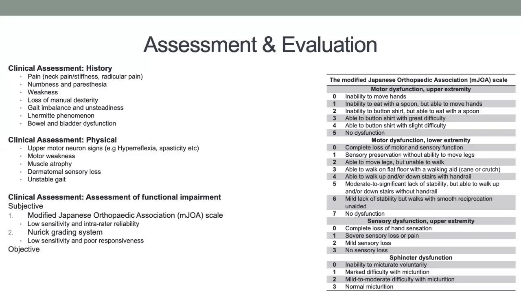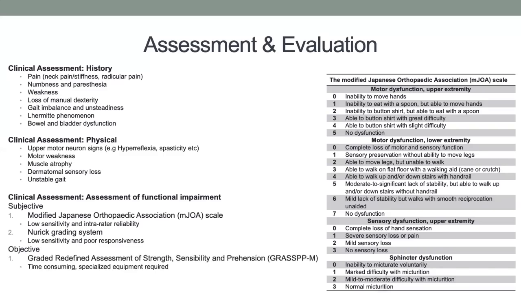There are also objective measures such as the Graded Redefined Assessment of Strength, Sensibility, and Prehension, also known as GRASP, which is a standardized test to assess motor strength, prehension, and coordination in the upper extremities. The caveat being that this is a time-consuming test, and needs specialized equipment as well as training to be conducted.